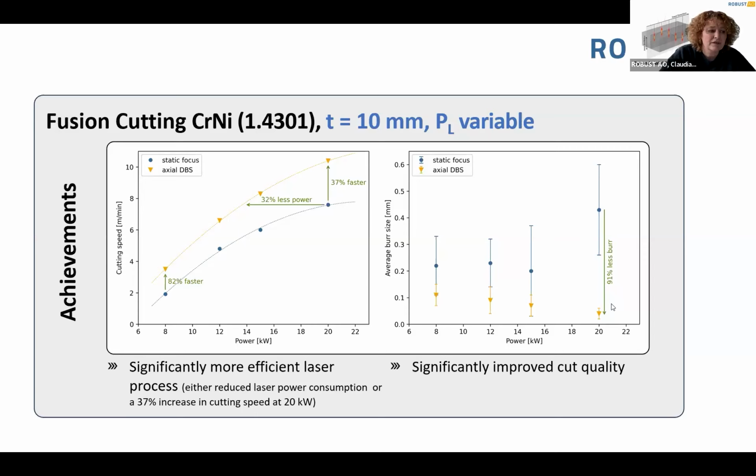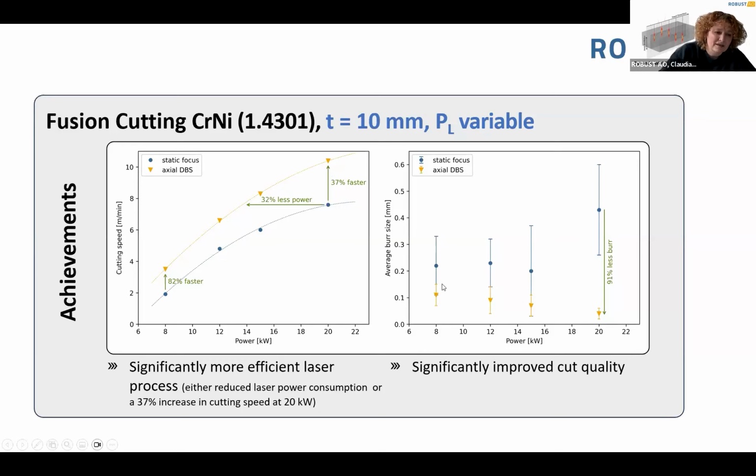And we have here the results of the cutting speed over the laser power, and we compare our technique with the static focus that you probably all know. And you can see that the actual DBS is on all power levels faster than the quality cut of static focus. And at the low power of 8 kilowatt, we are more than 80% faster. And at the high power of 20 kilowatt, we are 37% faster, which is equivalent to 5 kilowatt laser power.